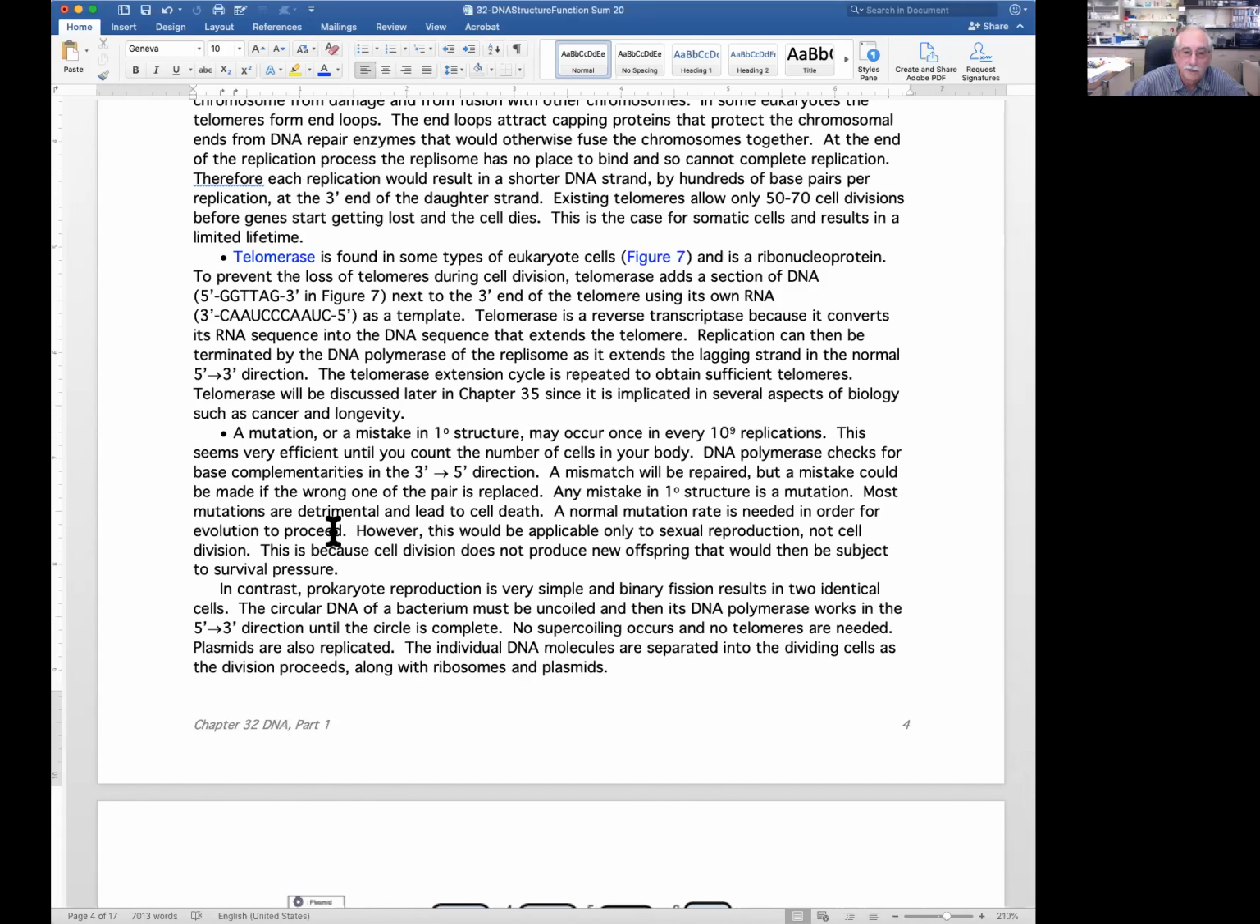Most mutations are detrimental and lead to cell death. But you need a normal mutation rate in order to get evolution to proceed. And this is the reason why we have sexual reproduction. Sexual reproduction is where you get variation in the DNA sequence, so evolution can occur. But you don't want that going on during cell division.